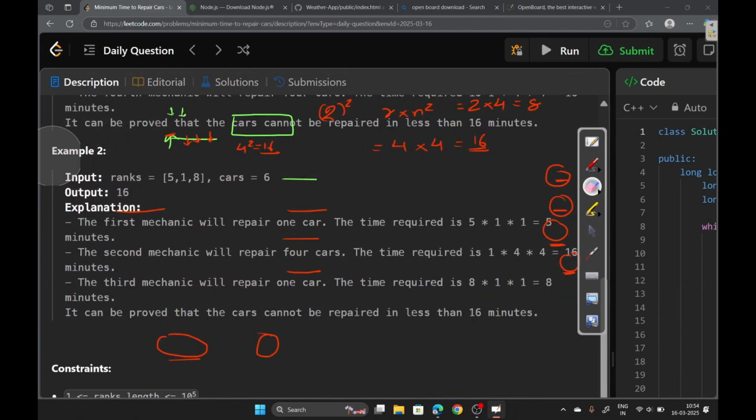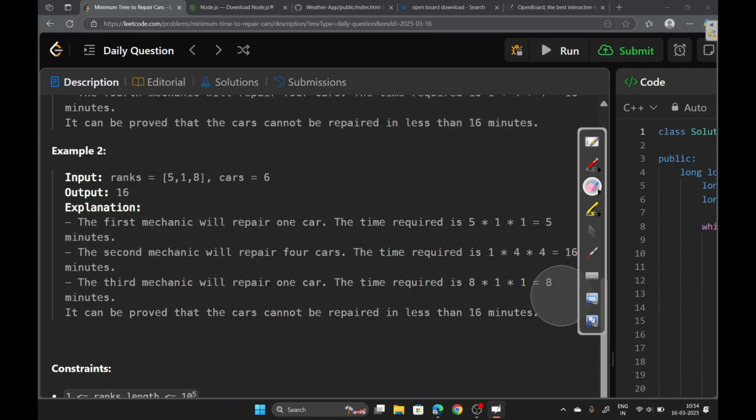Let me again remove the stuff that we have written right now. This is the test case: 5, 1, 8 are the ranks, and 6 cars are to be repaired. The first mechanic will repair 1 car, so 1 squared into 5. This mechanic will require 5 minutes of time. Now the second mechanic will be given 4 cars, so 4 squared is 16, into 1. The second mechanic will be requiring 16 minutes.